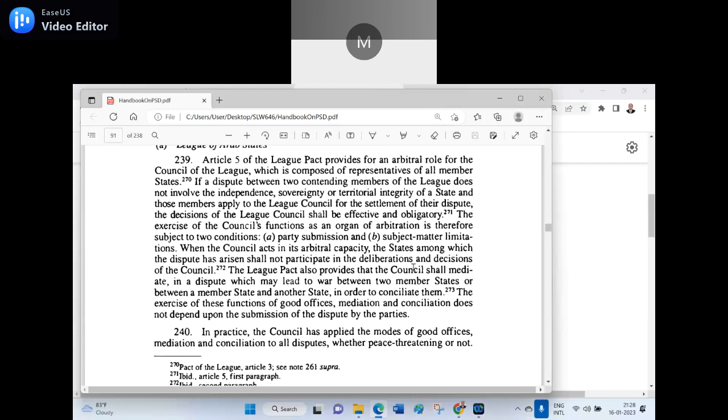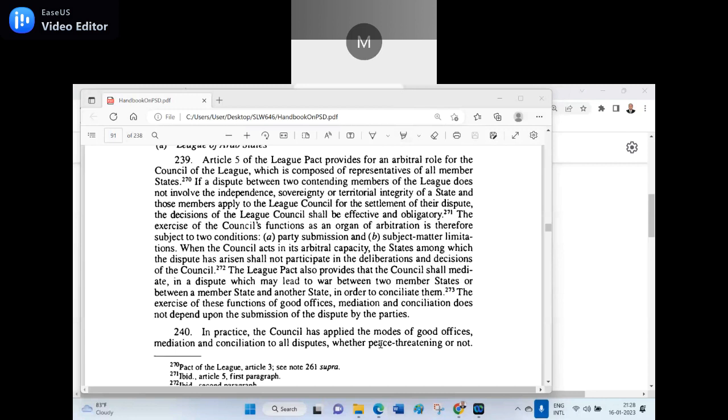If the state will not participate in the deliberation, yes, somebody is speaking, because I don't think that they kept it muted. Let me check it. Yes, now you keep it in mute. Yes, I appreciate.